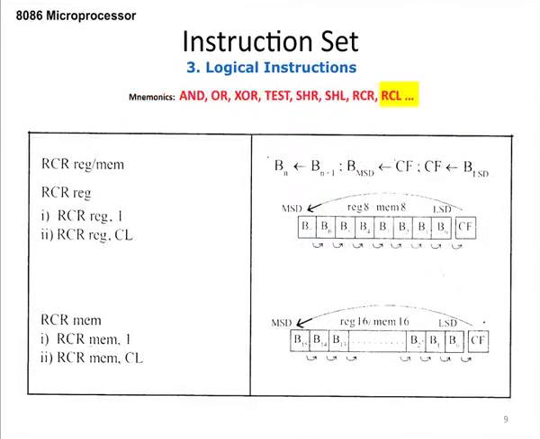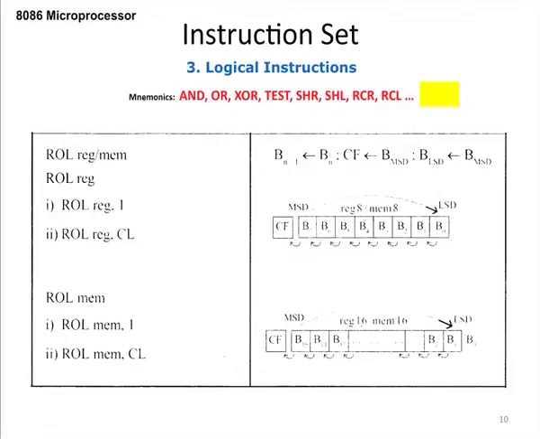After the shift instruction, the next instruction is rotate. For the rotation operation, the instructions available are, first is the RCR, register or memory. This instruction will rotate the contents of a register or memory right through carry. Similarly, the instruction RCR memory will rotate the contents of memory right through carry.